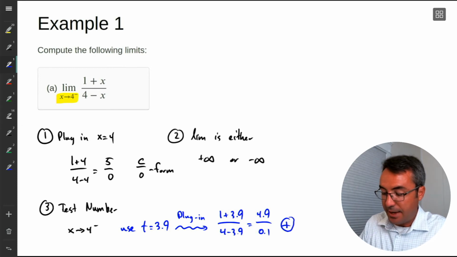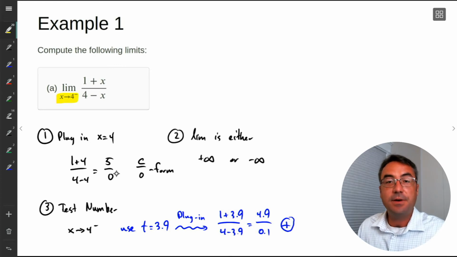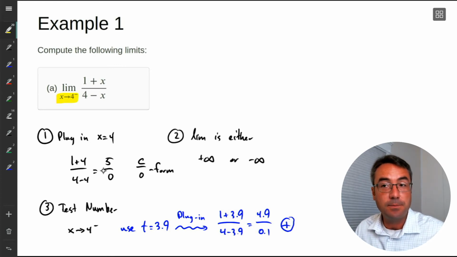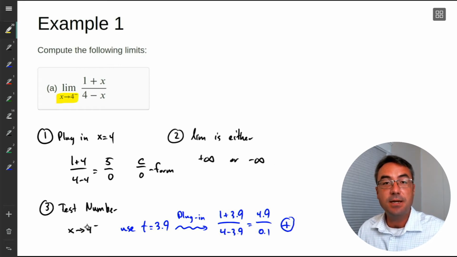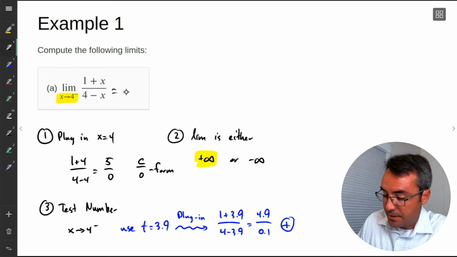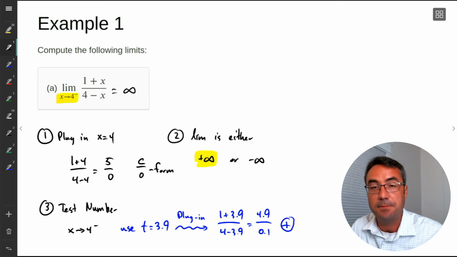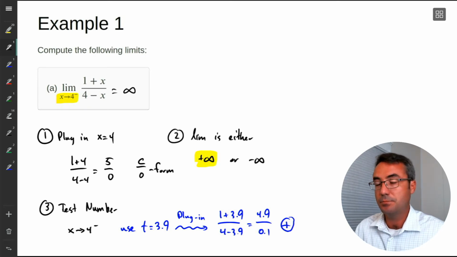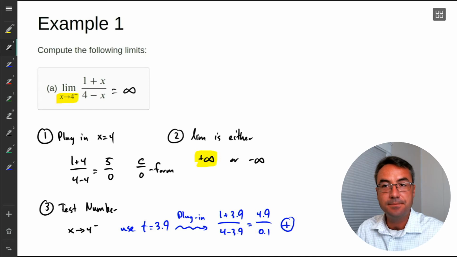And so we can say that we first identified that this was a c over 0 form. That told us our limit is either going to be positive infinity or minus infinity. And then we used a test number to see that our function values on the left side are positive. So this limit is going to be positive infinity. So we say that this is equal to positive infinity. All right, not too bad.